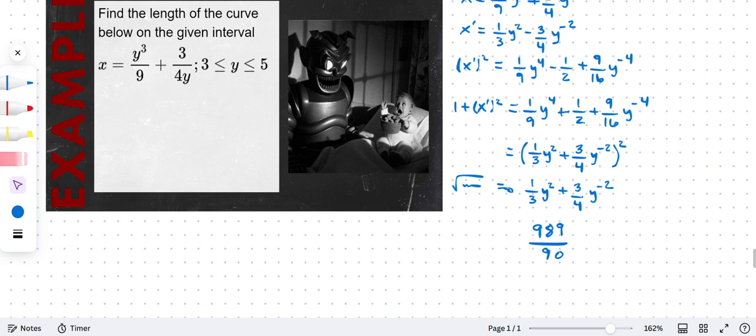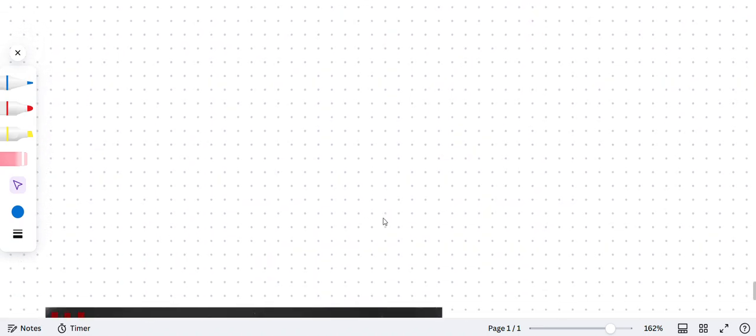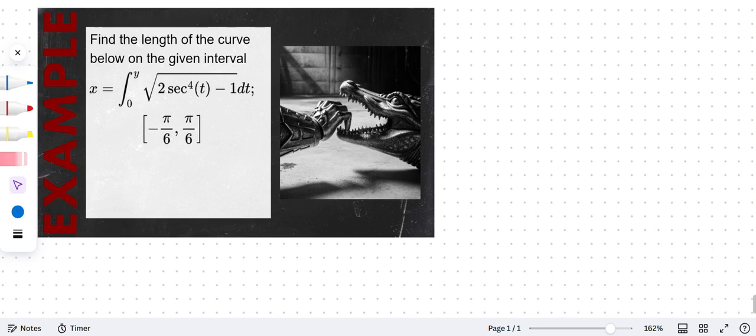All right, so the last thing that we're going to look at is going to be something that looks absolutely crazy, absolutely off the wall, but it's not going to be bad once we remind ourselves of something from Calculus 1. So find the length of the curve below on the given interval. X equals the integral from 0 to y of the square root of 2 secant to the fourth t minus 1 dt. So this is really wild looking, right? So our function is actually an integral.